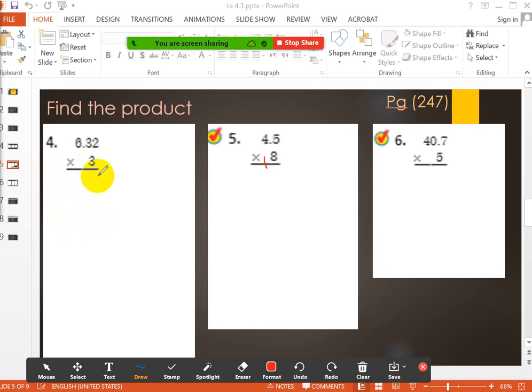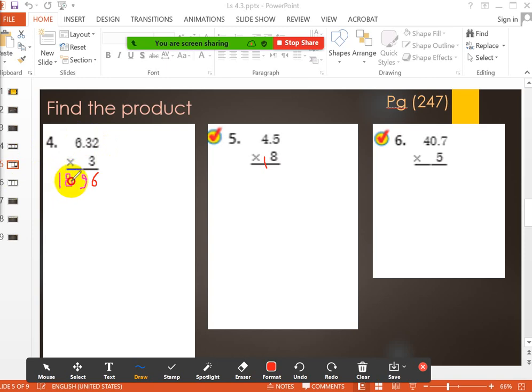Yes, dear. Now I want to multiply 6.32 with 3, like there is no decimal point. So let's start the multiplication. 3 multiply 2 equals what? 6. Very good. Now 3 multiply 3 equals what? 9. Very good. Now 3 multiply 6 equals what? 18. Very good.